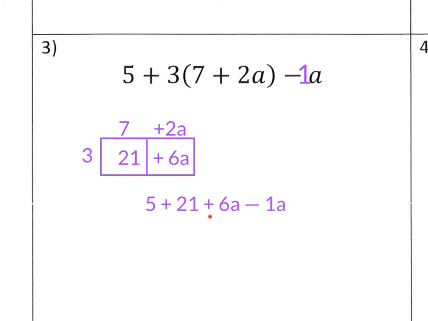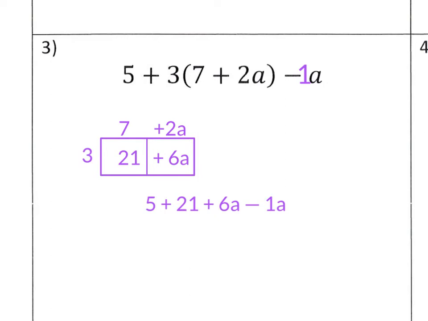That's where the 21 plus 6a came from. And then finally I brought down the minus 1a to the end here. So now I have everything that was in the original. I've just done the multiplication to show that now I have these combined. After I've done that, we're looking for like terms.